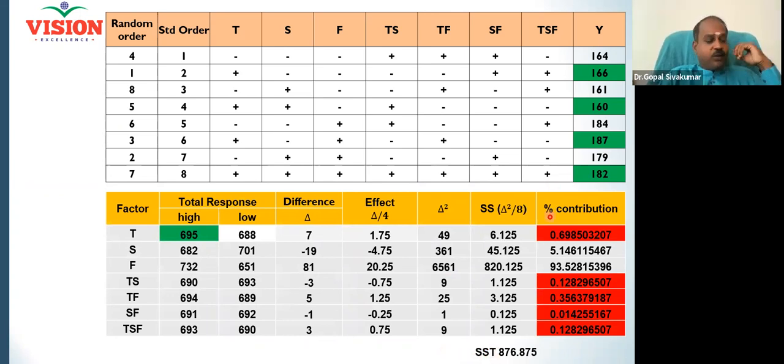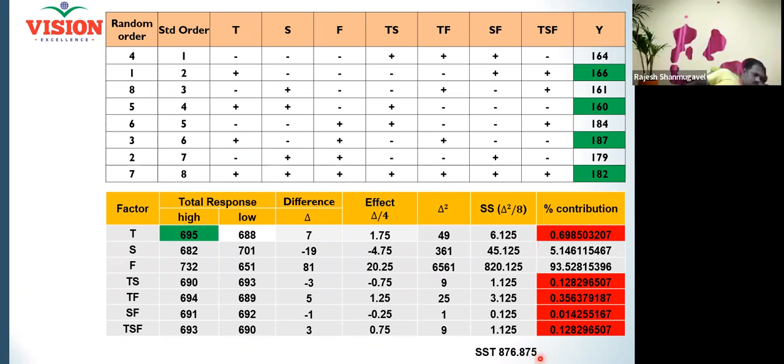Now you need to figure out percentage contribution of the effect. Effect is nothing but variation in the output. Am I right? Effect is nothing but variation in the output. Variation can be positive, variation can be negative, right? Anyway, it is variation. That is why I have squared, which is called sum of square. Total variation is this much. Out of the total variation, how much is T contributing?